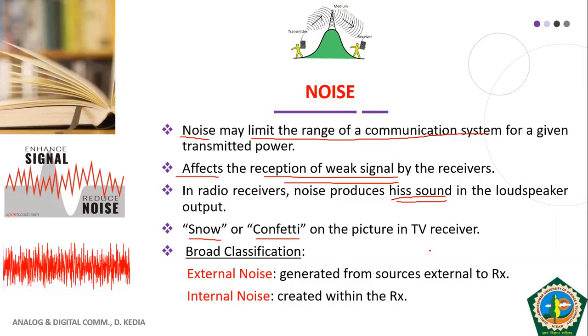External noise means the noise which is generated due to sources external to the receiver. The receiver doesn't have any role in that. The next is internal noise, which is that noise which is created within the receiver. The receiver components themselves are generating noise. So that is the difference between external noise and internal noise. And in the coming slides, we will talk about external noise and internal noise in detail.